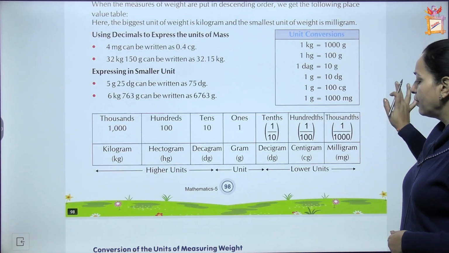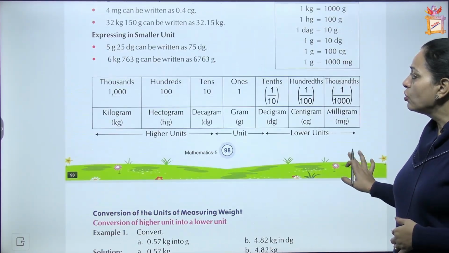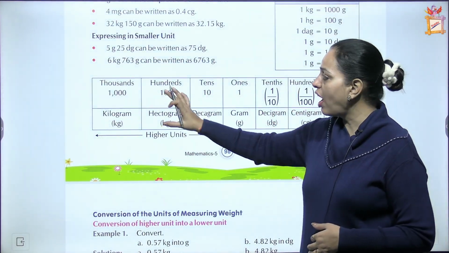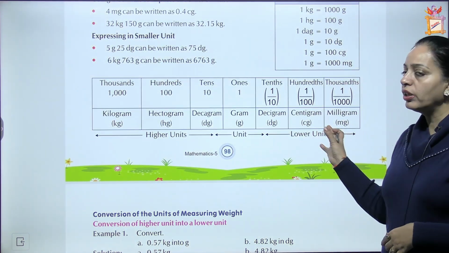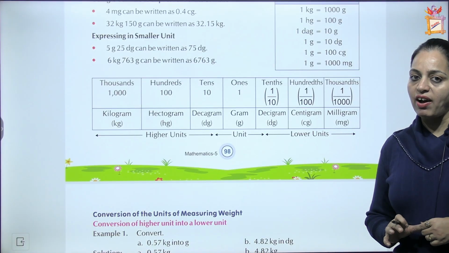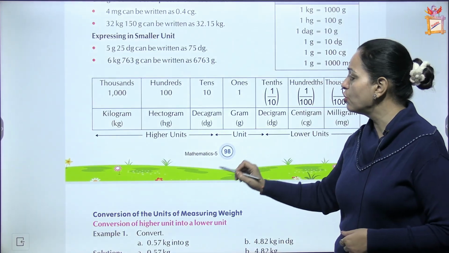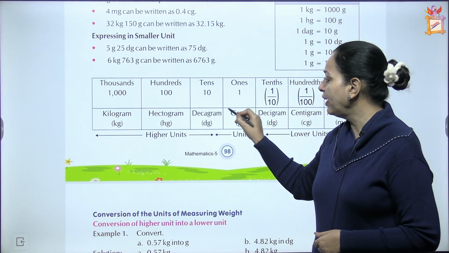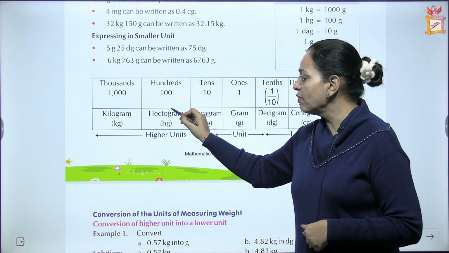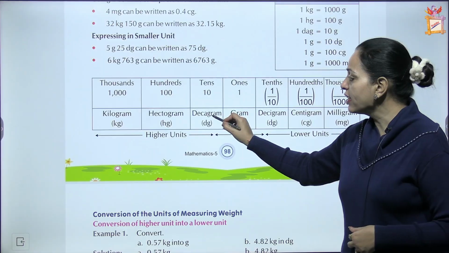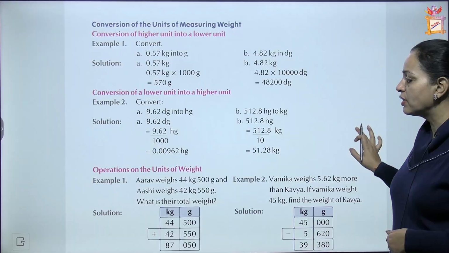So see the next here. This is the same as we have done for length, as I told you. So like this, if we are converting higher into lower units, multiply, and if we are converting lower into higher units, then divide. So 1 kg how many gram? 1000 gram. Like as I told you, 1 hectogram how many gram? 100 gram. Okay. So 1 kg how many hectogram? 10. 1 hectogram is 10 decagram. 1 decagram how many gram? 10 gram, like this.